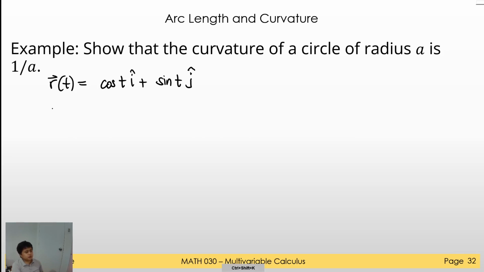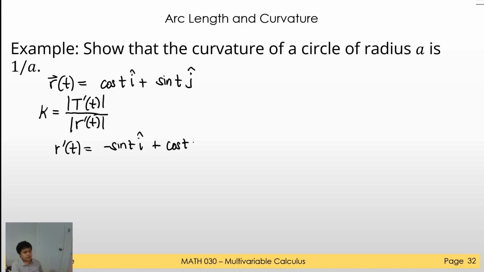To find the curvature, which is kappa, we have to find the unit tangent vector over the first derivative of your vector valued function, and of course the length of this derivative. So let's first find the first derivative. We have r prime of t equals negative sine t i hat, plus cosine t j hat.